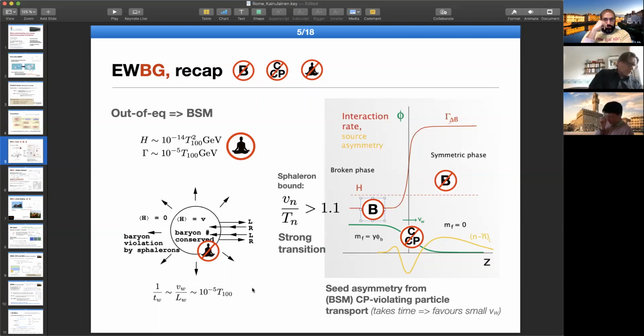So my clock is turning off all the time. Right. So a little bit more accurately on what's going on in this electroweak baryon transport.